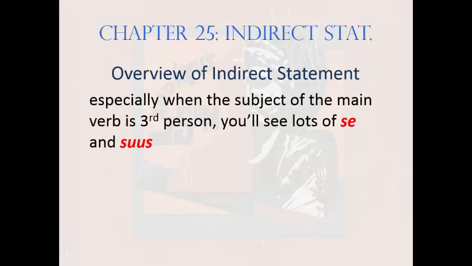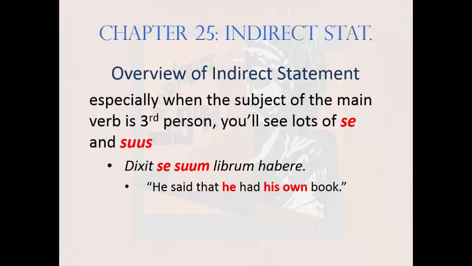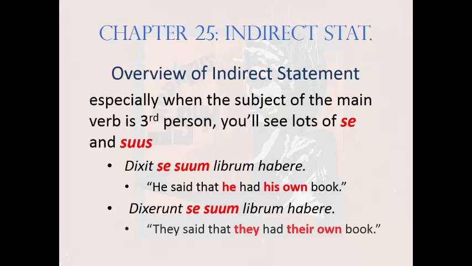And just because we talk about other people a lot, the he said, she said human habit, very often reflexives in indirect statement are third person. Some form of se or suis, like dixit se suum librum habere. He said that he had his own book. There are two reflexives there, one a pronoun and one an adjective. Make the subject of the main verb plural and look how it changes the English translation. Dixerunt se suum librum habere. They said that they had their own book.